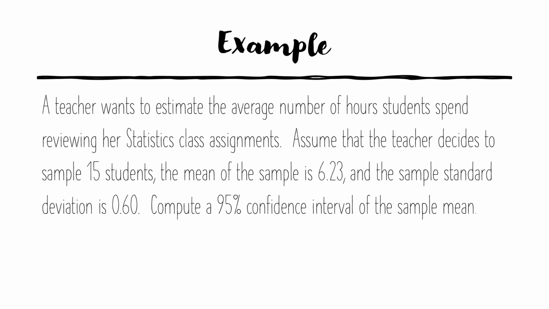Here's an example. Ironically, a teacher wants to estimate the average number of hours students spend reviewing their statistics class assignments. Assume that the teacher decides to sample 15 students. The mean of the sample is 6.23, and the sample standard deviation is 0.60. Compute a 95% interval of the sample mean. Notice that we were given the sample standard deviation. We don't know the population standard deviation, and that is our cue for using the student t-distribution table.